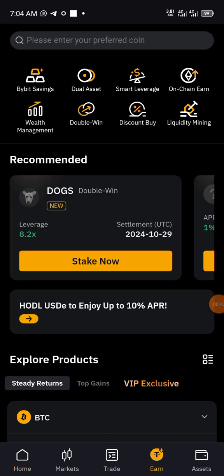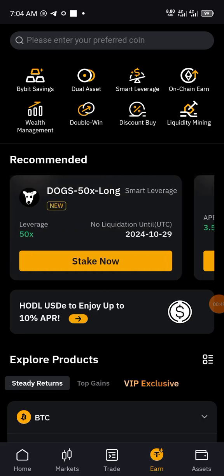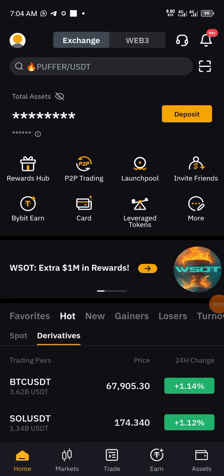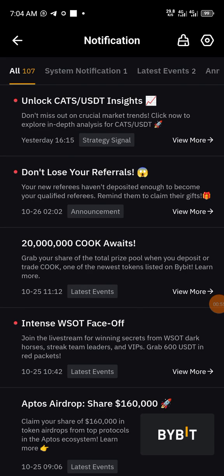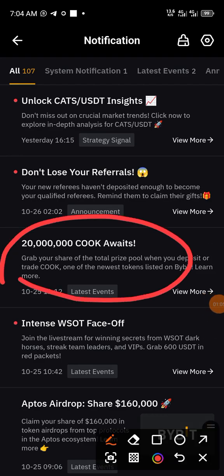The two ways you can get this is you should either go to your Bybit N, or you navigate yourself to your notification center, which is here. You will definitely be notified, and it will be here. So what we'll be looking at is Cook. We'll be looking at how we can gain thousands of Cook for ourselves, since we were purely told that Cooks await us.